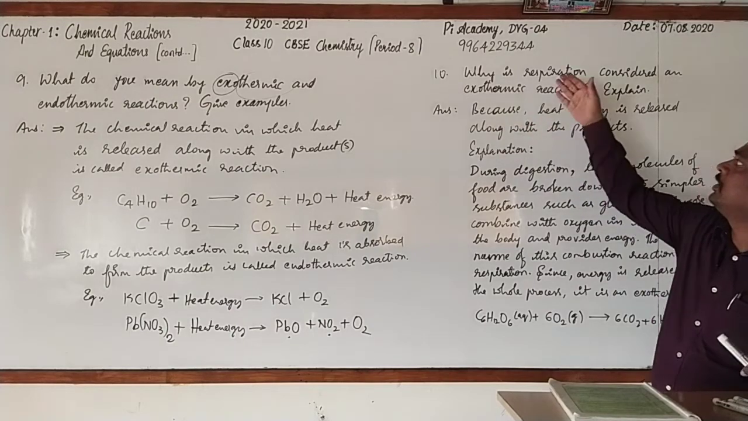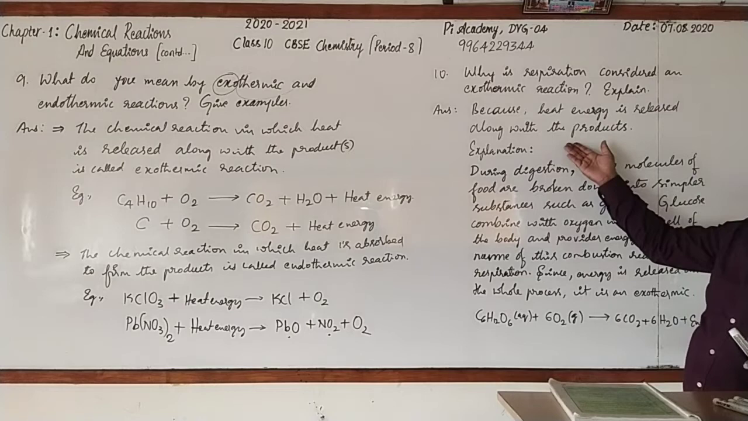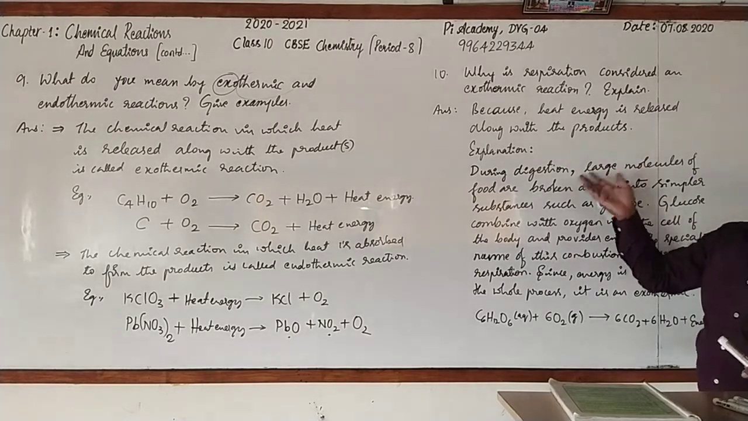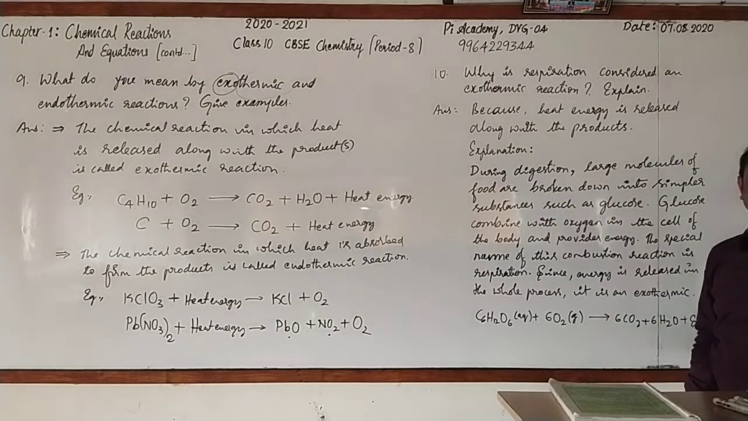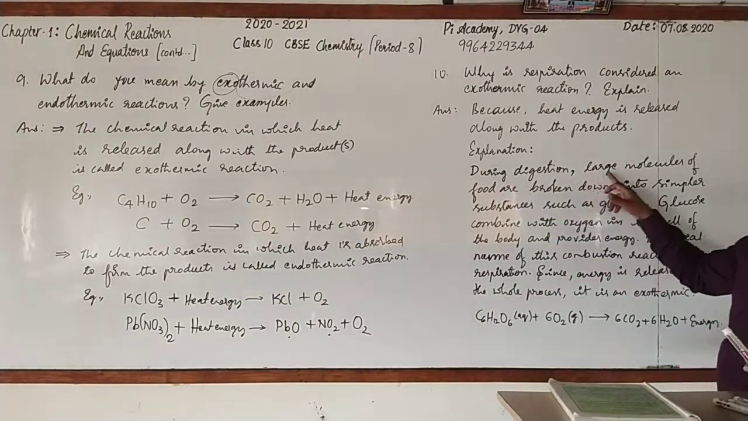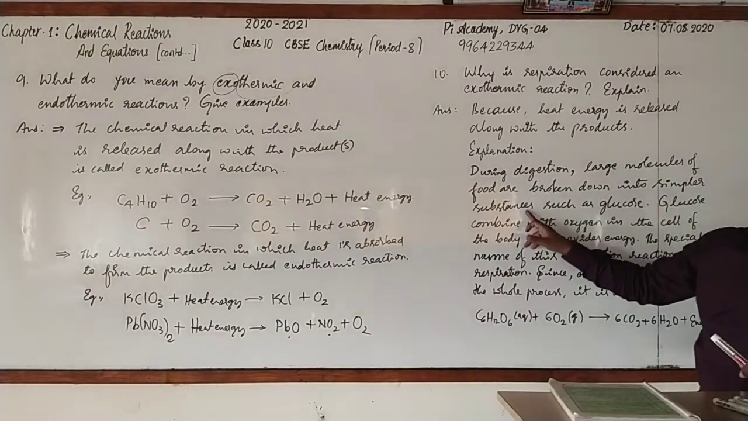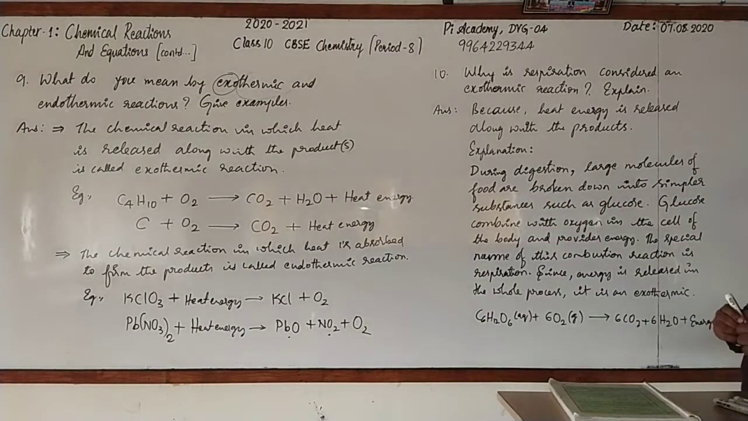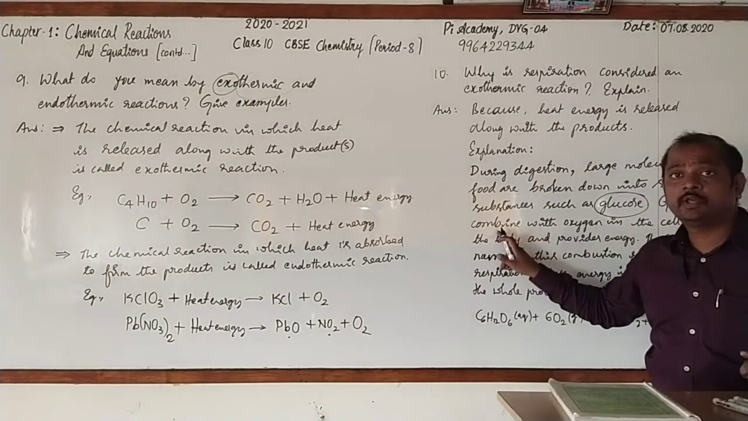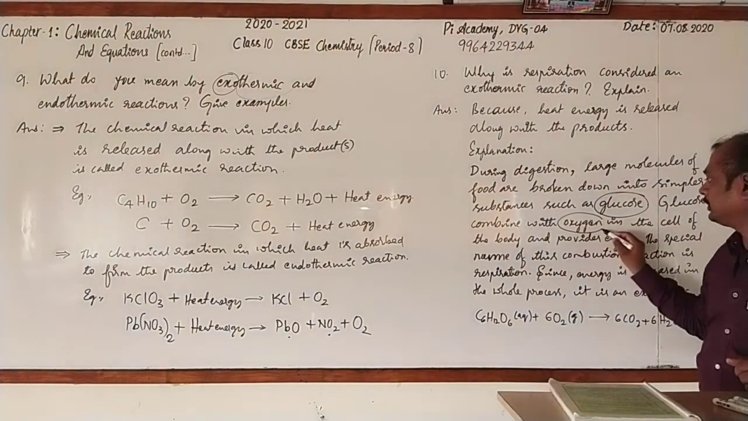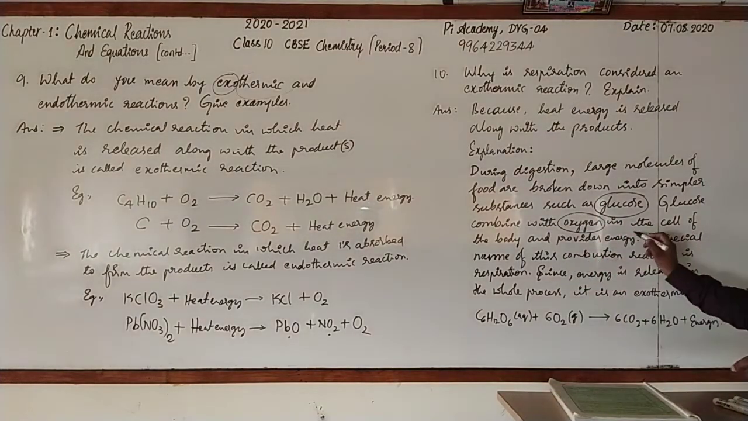See, the reason why it is called exothermic is because heat energy is released along with the products. What are those products and what are those reactants? For that, here I have given the explanation. See that during digestion, large molecules of food are broken down into simpler substances. That means they get converted into glucose, and this glucose reacts with oxygen present in the body. So these are the reactants, and it provides the energy.